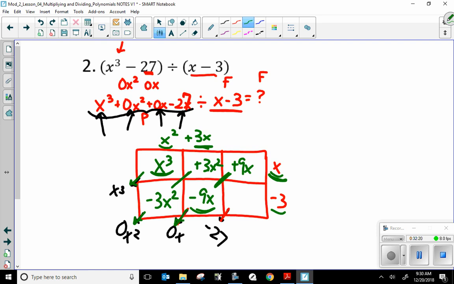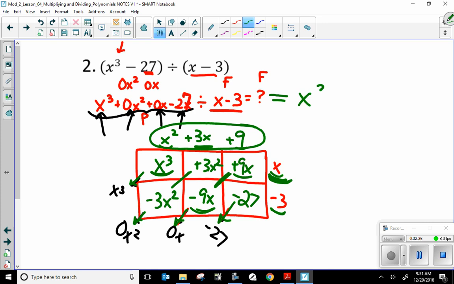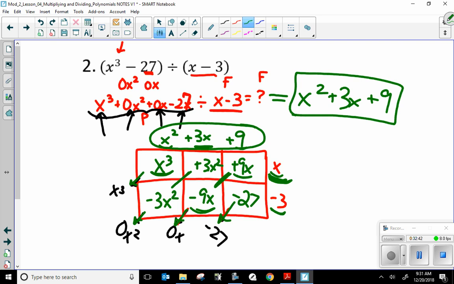Now I'm back to multiplication. What do I multiply x by to get 9x? A positive 9. And what is 9 times negative 3? Negative 27. Boom, it works. This is your answer to the division problem. It equals x squared plus 3x plus 9. And I think that's a great place to stop.